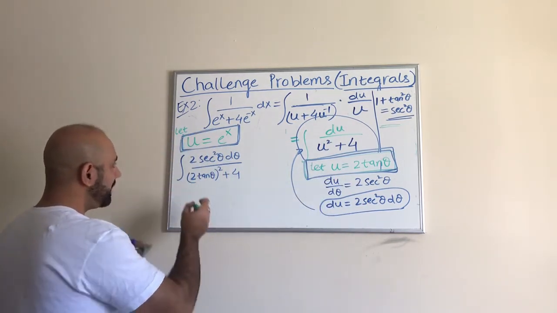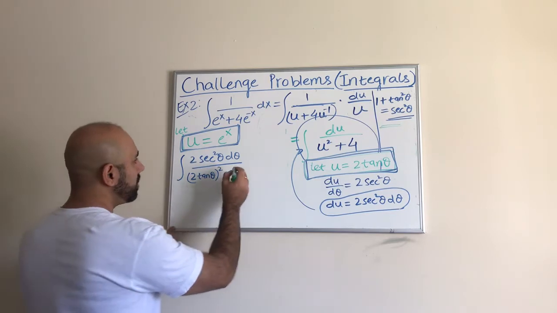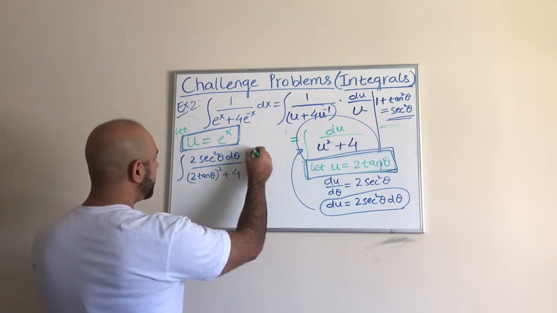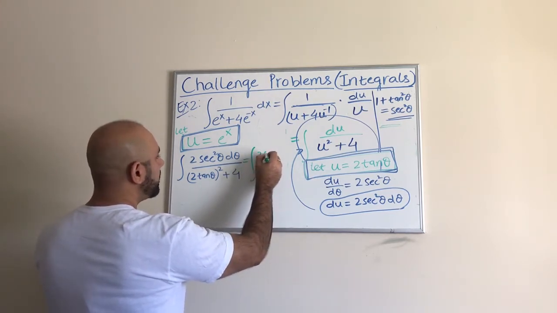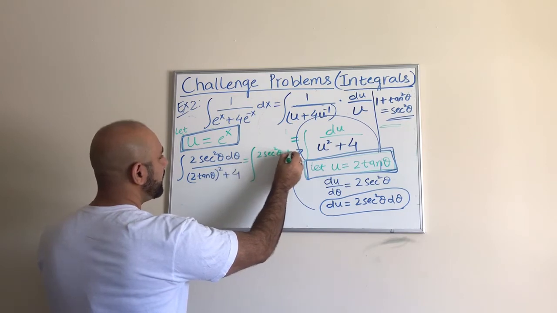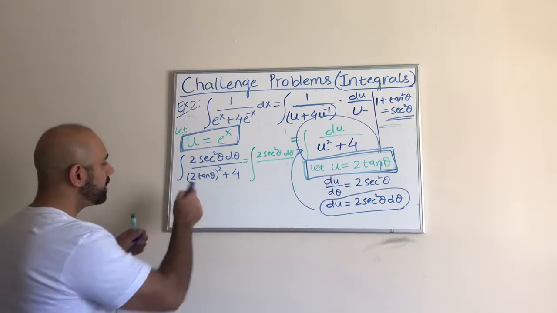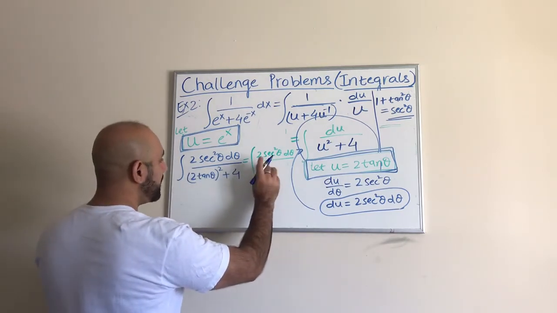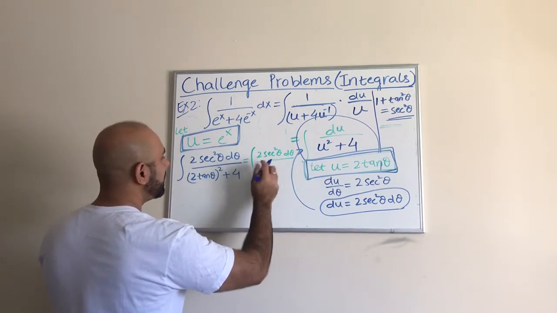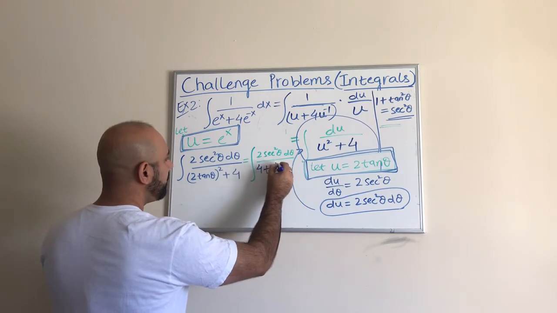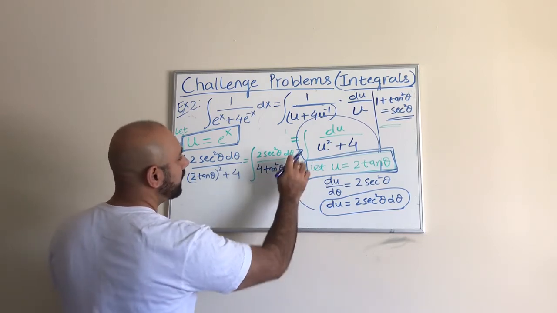Well, we can simplify this. Let us see what this equals to. It's 2 secant square theta d theta. Downstairs, guys, this can be simplified. This is 2 squared, which is 4 tangent square theta, sorry, 4 tangent square theta plus 4, right?